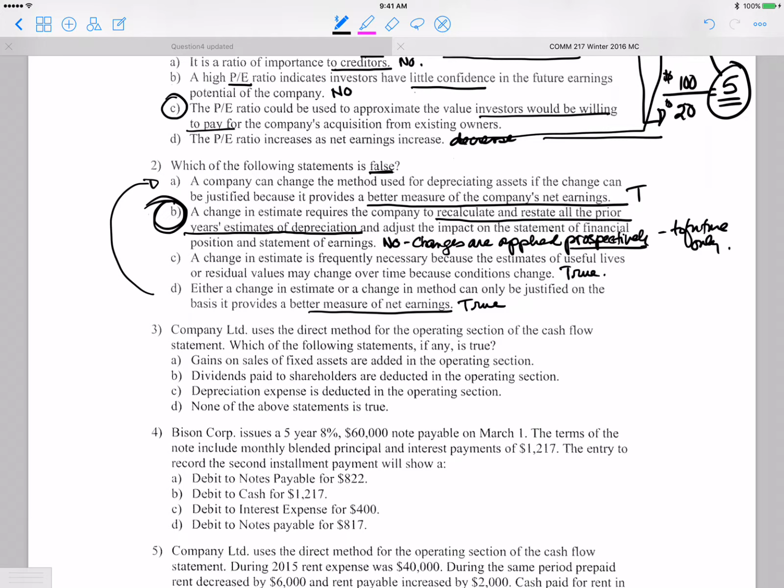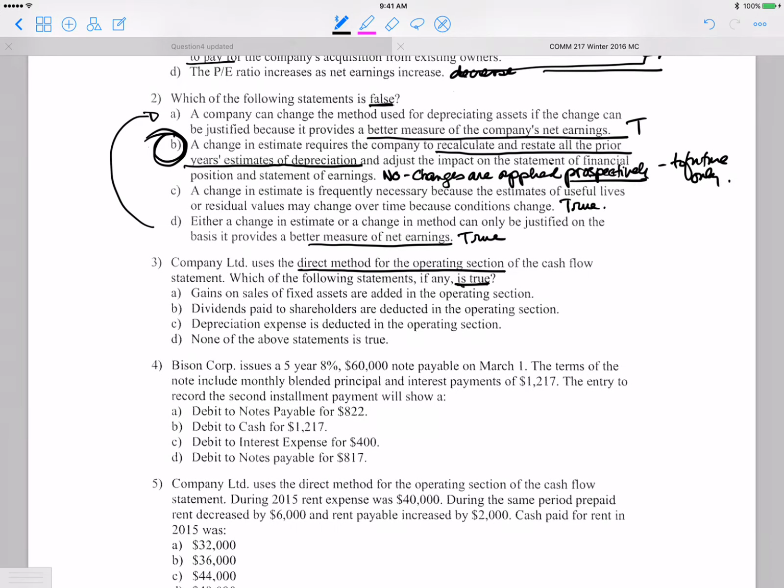Number 3, a company uses the direct method for the operating section of the cash flow. Which of the statements is true, if any? So we're looking for a statement that is true. Remember, this company is using the direct method to calculate cash flow from operations. This is very different from the indirect method, where you start off with net income and keep adjusting that net income figure to determine your cash from operations. Let's read through each one to see if it's true.